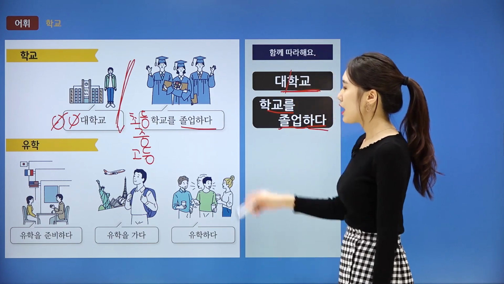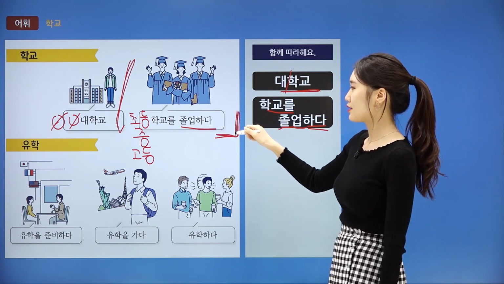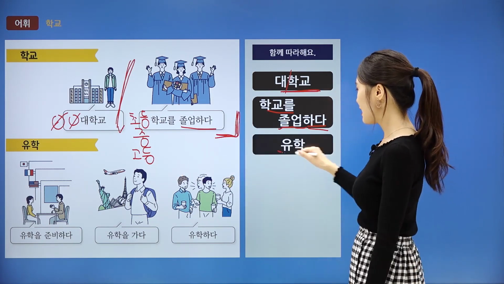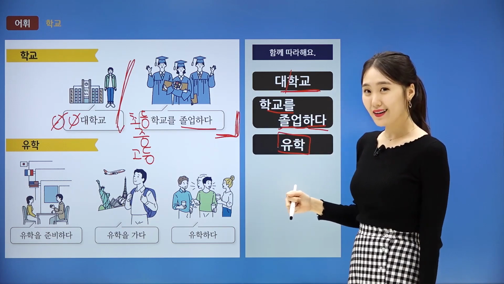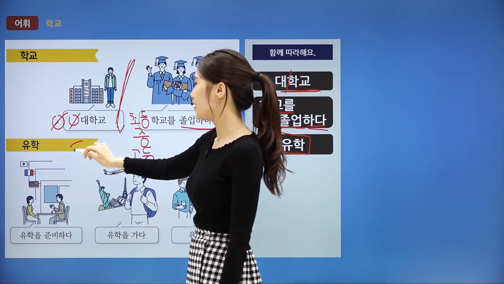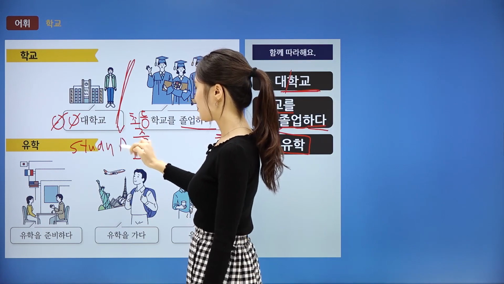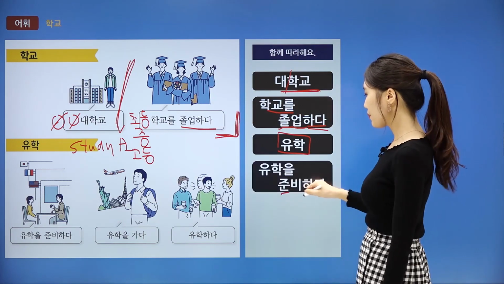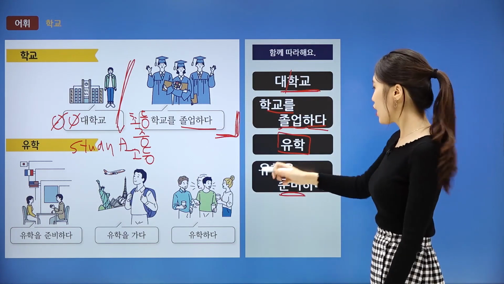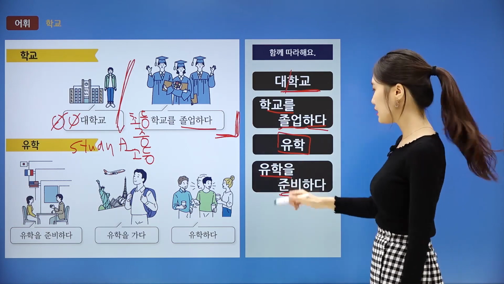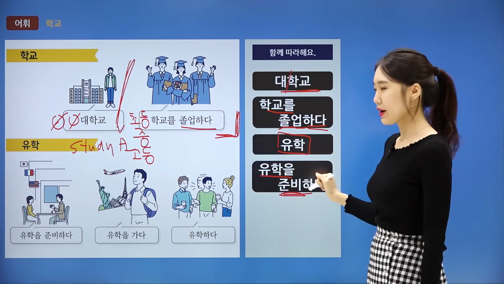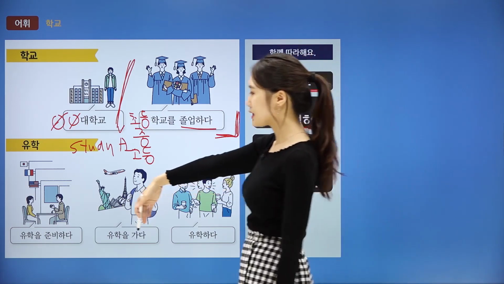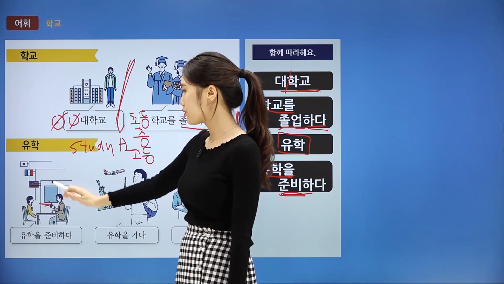And now you see here, after you have graduated university, college, what is she doing? Let's talk about 유학. 유학 is study abroad. And in order to study abroad, you have to prepare, 준비하다. So 유학을 준비하다, preparing to study abroad. She is preparing, having an interview and studying.